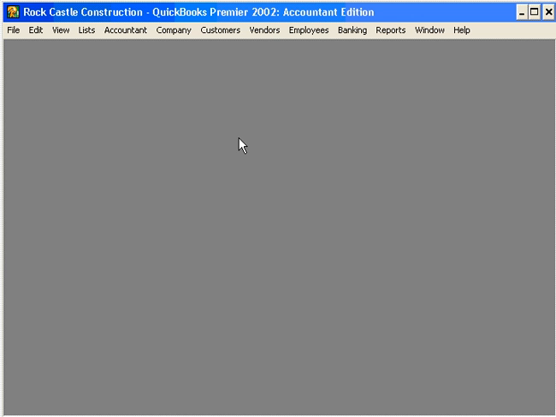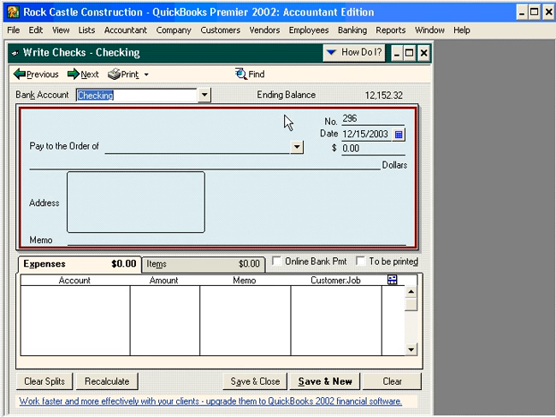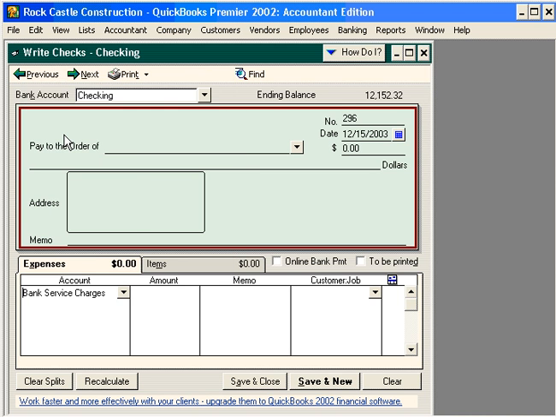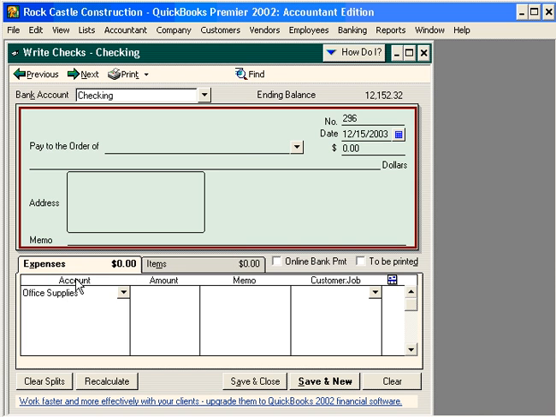Let's begin by looking at the chart of accounts. Think of the chart of accounts as your hub for all your accounting activity. Every transaction you enter into QuickBooks must be coded to a chart of account. For example, if we want to write a check to Staples for office supplies, we have to come down here and tell QuickBooks what account to charge it to. We would not want to charge it to bank charges. We would want to charge it to office supplies. Office supplies is an account in our chart of accounts.